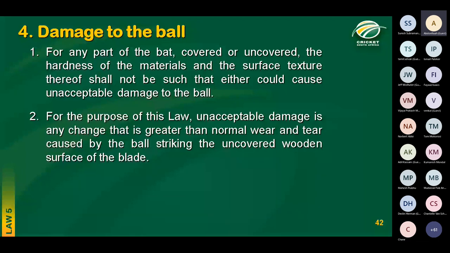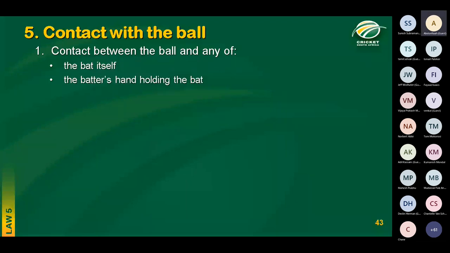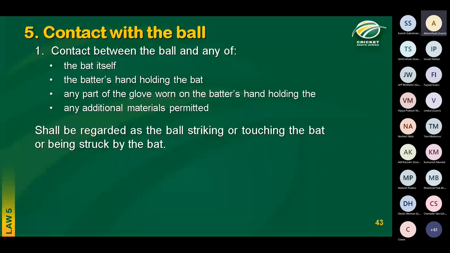It tells us that unacceptable damage is any change that is greater than the normal wear and tear caused by the ball striking the uncovered wooden surface of the blade. Contact with the ball. So contact between the ball and any of the bat itself, the batter's hand holding the bat, any part of the glove worn on the batter's hand holding the bat, and any of the additional materials like the batting tape or the toe guard, this shall be regarded as the ball striking or touching the bat.